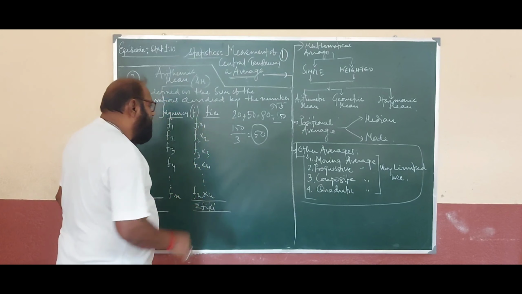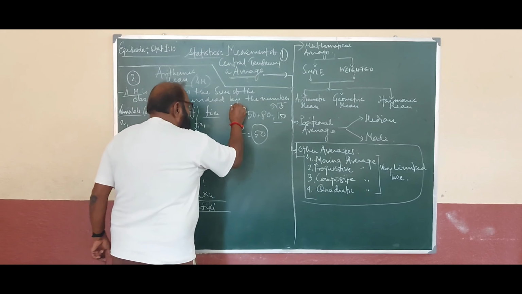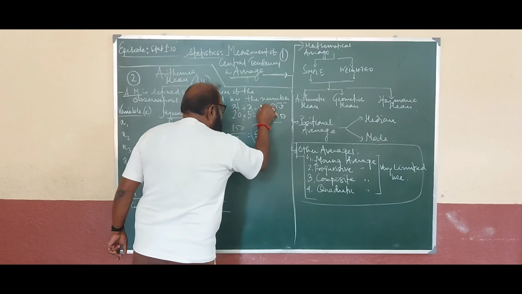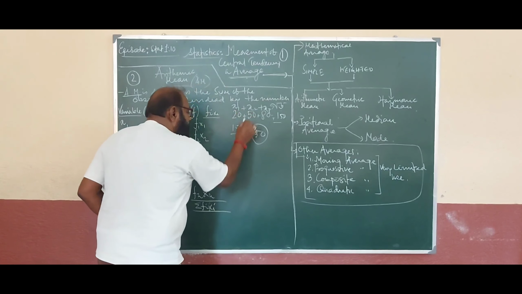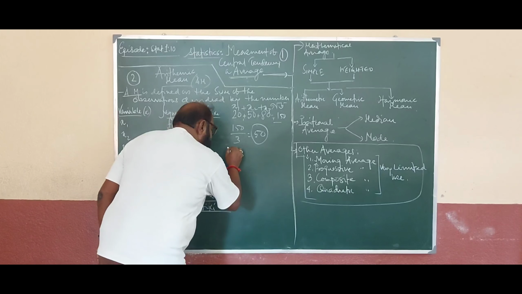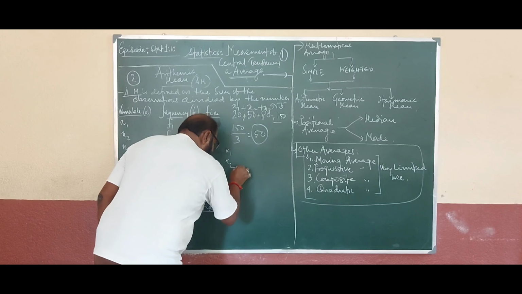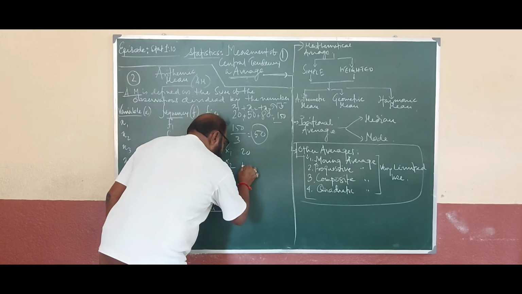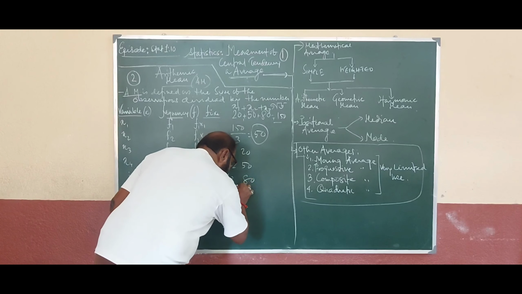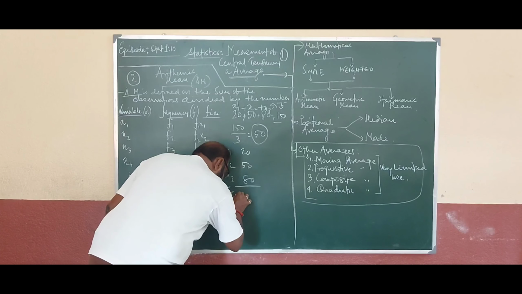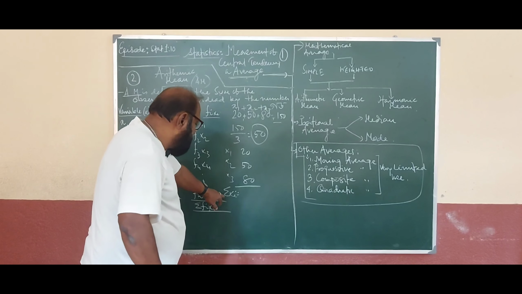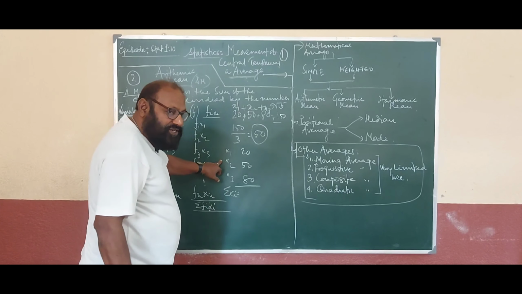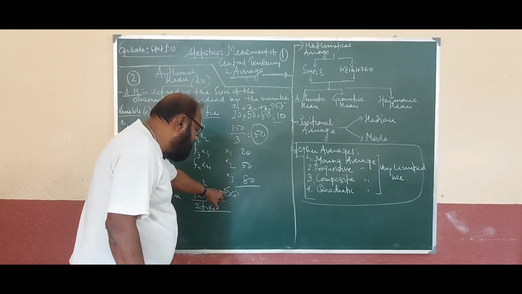Symbolically we write them as x1, x2 and x3. Clear? x1 is 20, x2 is 50 and x3 is 80. So, mathematically we write summation xi, which means the sum total of all observations.